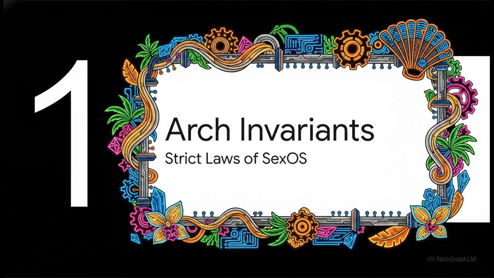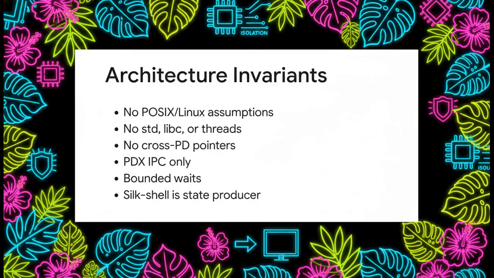Okay, part 1. Silk Shell architectural invariants, the absolute strict laws of the microkernel. Look, we always have to remember the reality of what we're building here. This is a bare metal single address space operating system. We've got zero POSIX assumptions. None. There's no standard, no libc, and definitely no traditional threads. We rely entirely on strict Intel MPK isolation. Every single capability has to be routed strictly through PDX IPC.